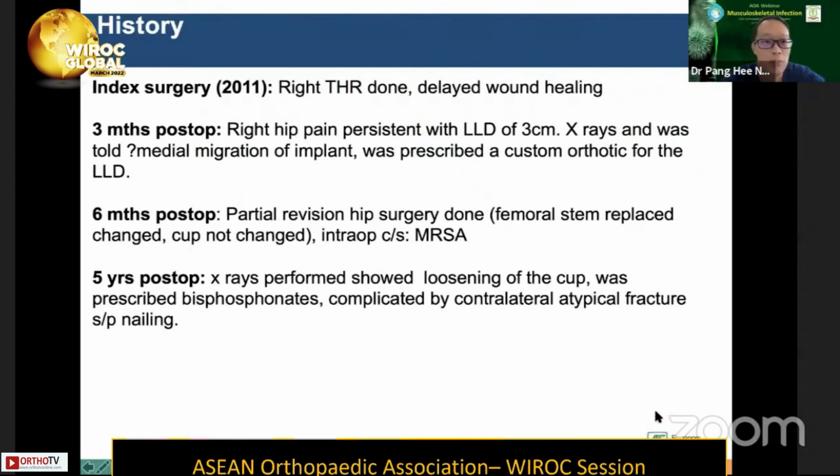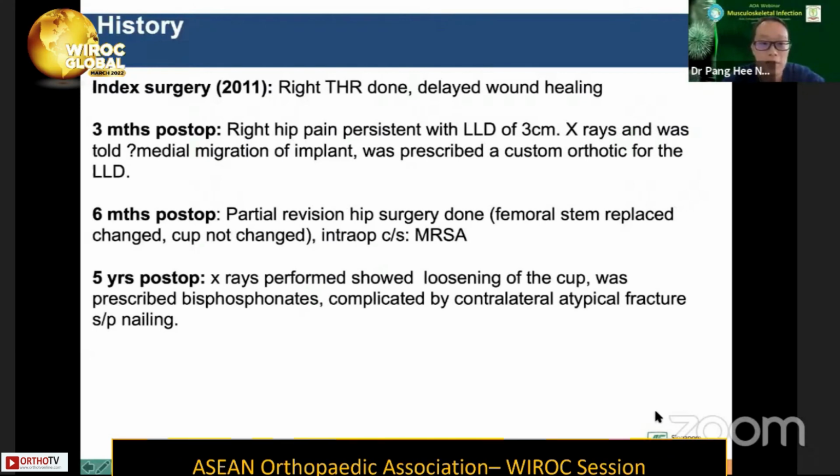Three months post-operative, he complained of persistent right hip pain with a limb length discrepancy of 3 centimeters. X-rays were done, and he was told that there was medial migration of the implant. He was prescribed custom orthotics for the limb length discrepancy. Six months after, a partial revision hip surgery was done. The femoral stem was replaced, the cup was not changed, and the intraoperative culture grew MRSA.